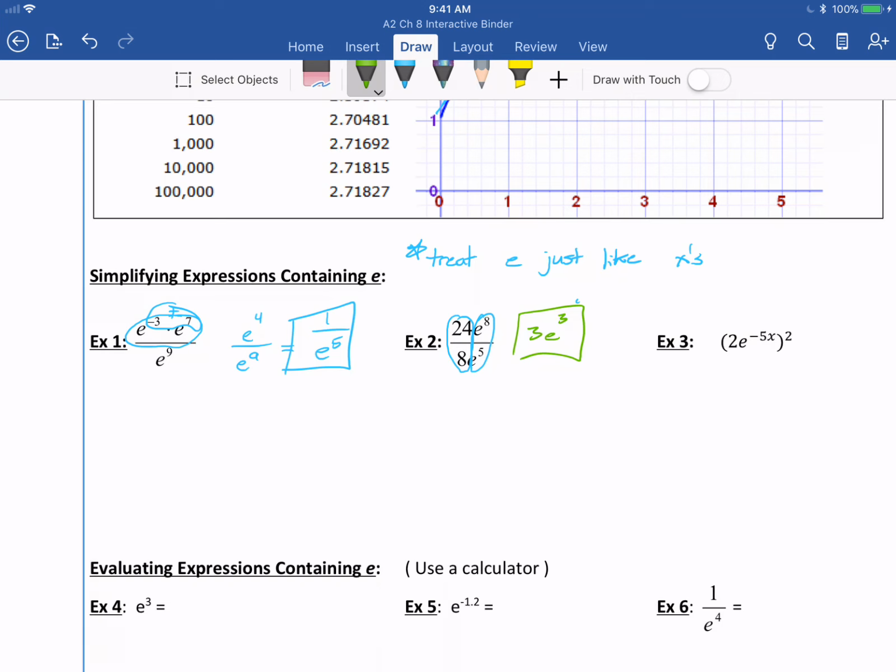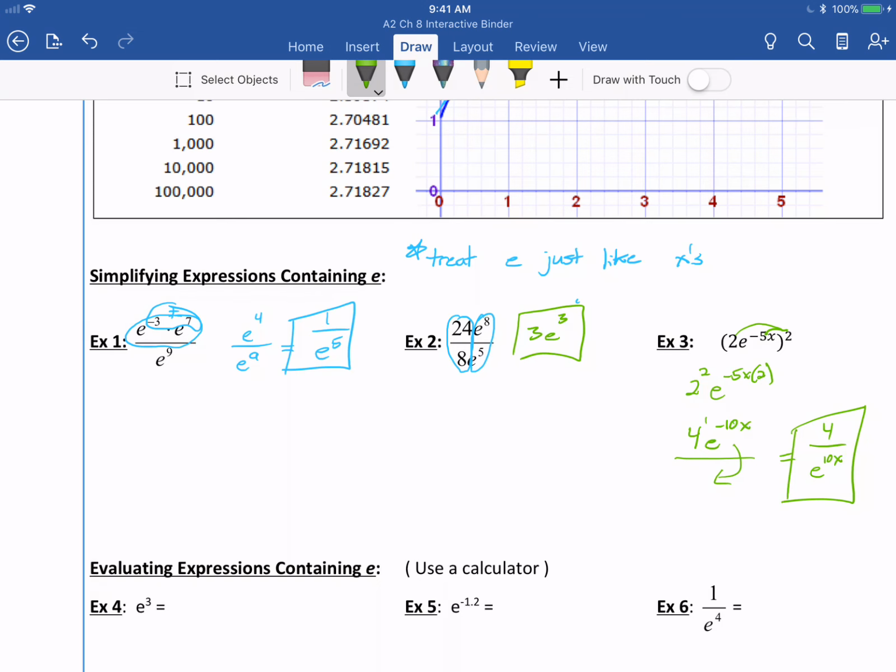Example number 3: remember that this 2 has to apply to all of these things, so it's going to be 2 to the 2nd power, and e to the negative 5x times 2, so this is going to be 4e to the negative 10x. And remember, what do we do with negative exponents? We throw them to the bottom. The 4 is raised to the 1st power, so the 4 stays on the top, and the e to the 10x goes to the bottom and becomes positive: 4 over e to the 10x.